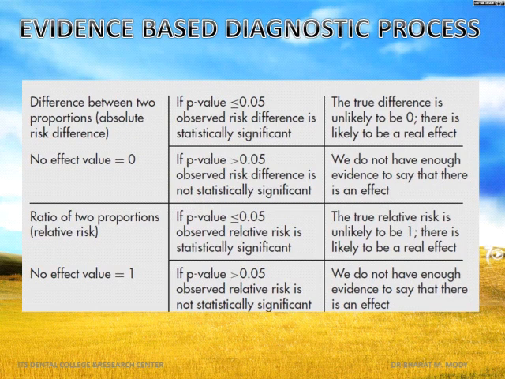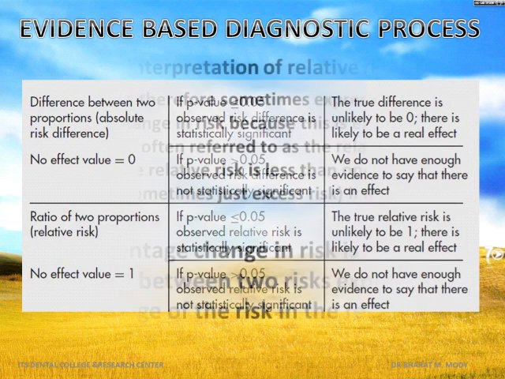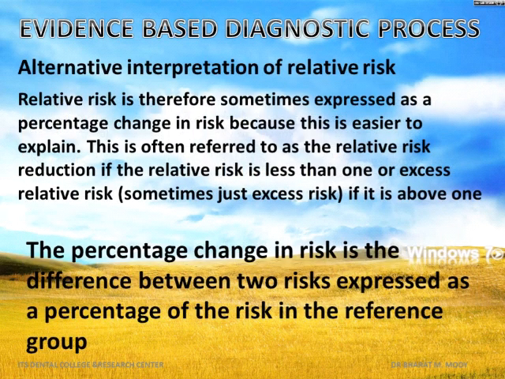And as you can see, the difference between the two proportions, the absolute risk difference and the relative risk, the results are much better when you are taking the relative risk of the two populations, and the no-effect value becomes 1 because you are using ratios. So always go for the ratio rather than the difference, because difference may sometimes give you a wrong number. So if the relative risk is unlikely to be 1, there is likely to be an effect. If we do not have that, then we do not have enough evidence to say that there is a real effect.